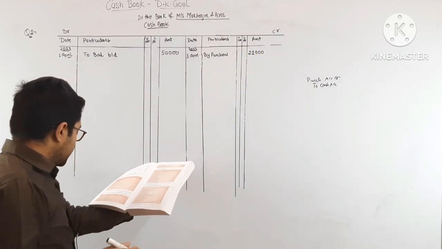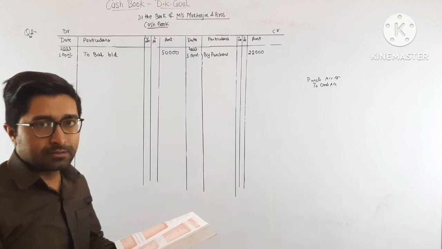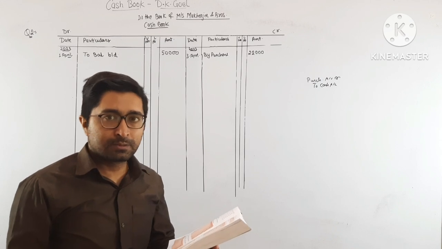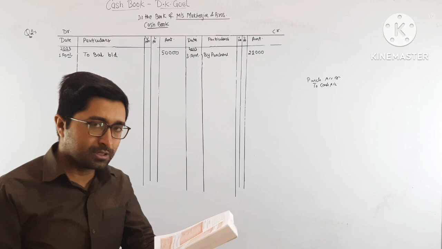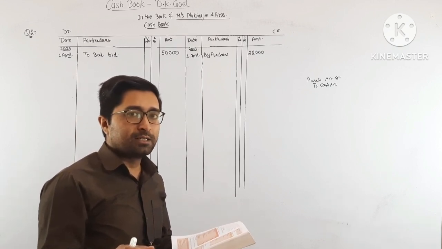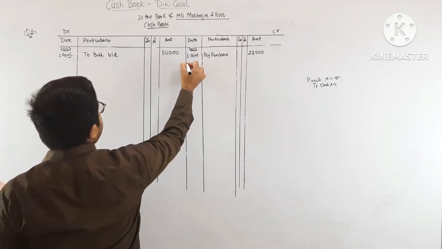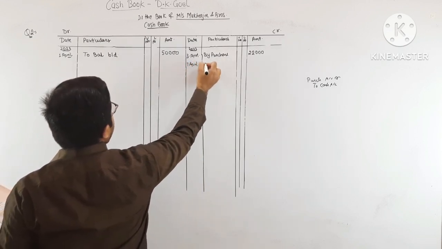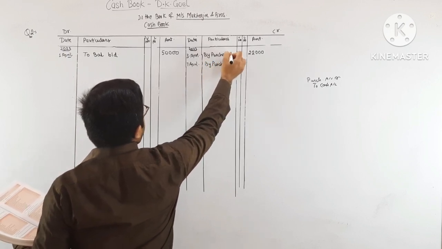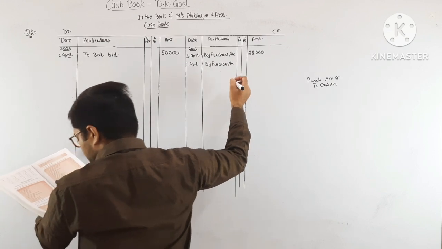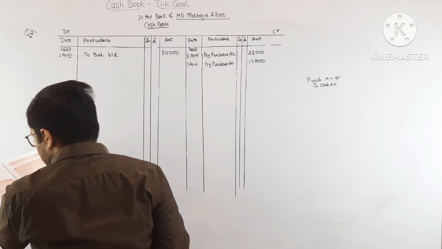Now the next purchase goods. Okay, it is not mentioned whether for cash or credit, so we consider it as the cash purchase. If neither cash nor credit is given, only purchase goods is given, then we will assume that it is a cash purchase. So on 7th April, again by purchase account and the 15,000 amount.